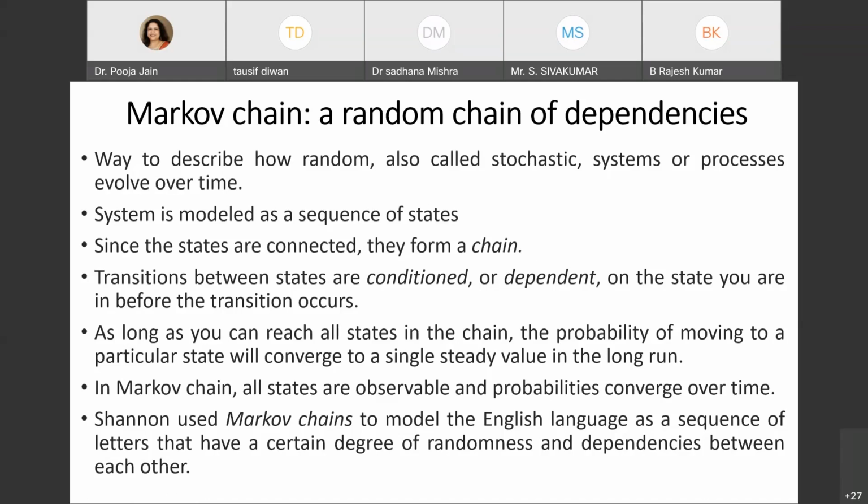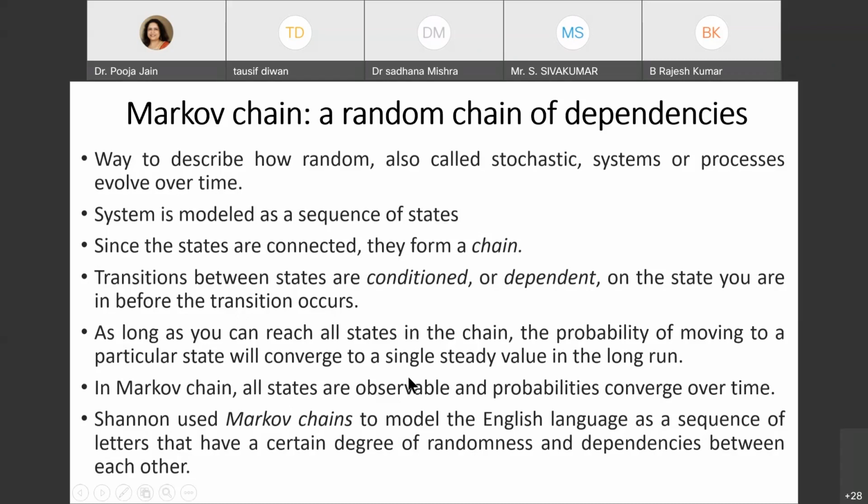Transitions between the states are conditioned. What do we mean by this? Suppose you are at a particular state, what will be the next state? It is just a conditional probability. Okay, some sort of dependency is there. What state will be the next state? Okay, it is not purely independent. So this type of dependency is there in this Markov chain, and it is the transition from state i to state i plus 1. It is not a completely independent process.